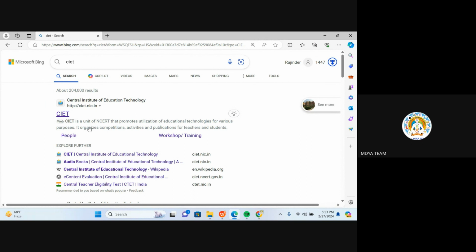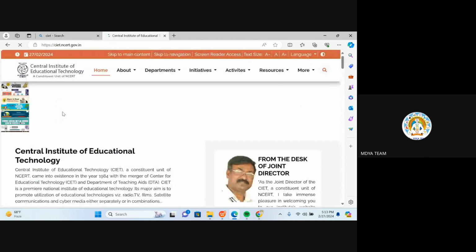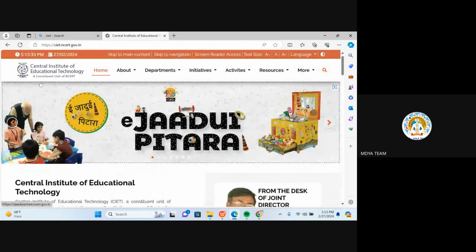Please note down the full forms also. CIET is the Central Institute of Educational Technology. This is related to NCERT. This is a government site. This is the logo of the Central Institute of Educational Technology.